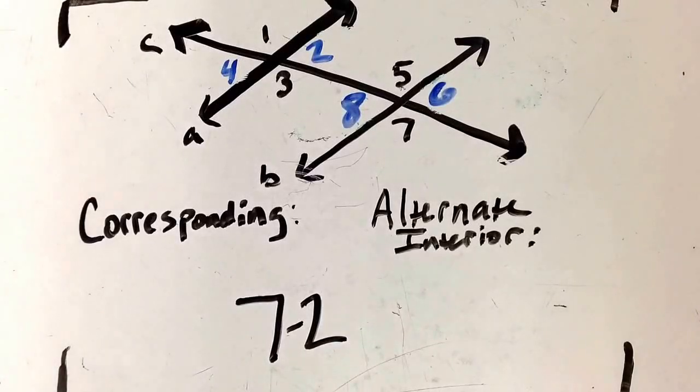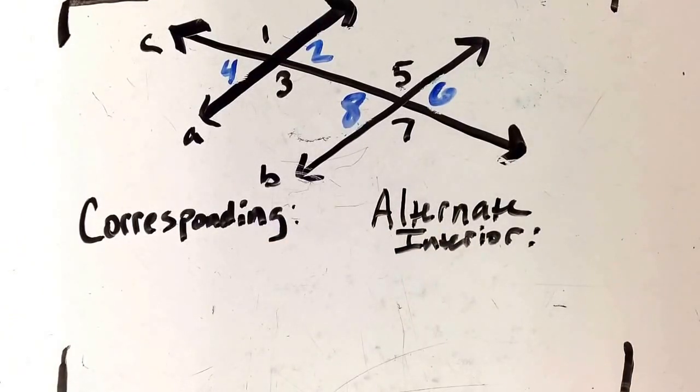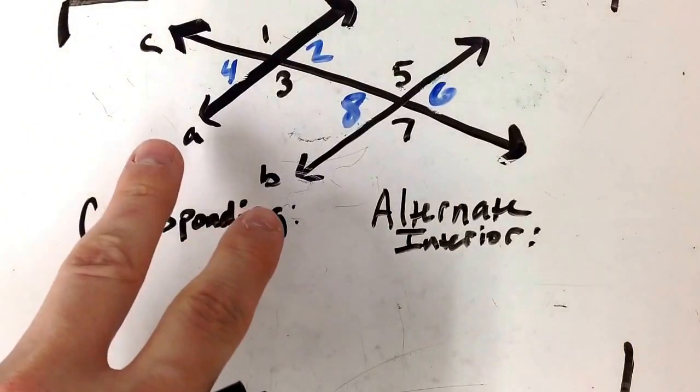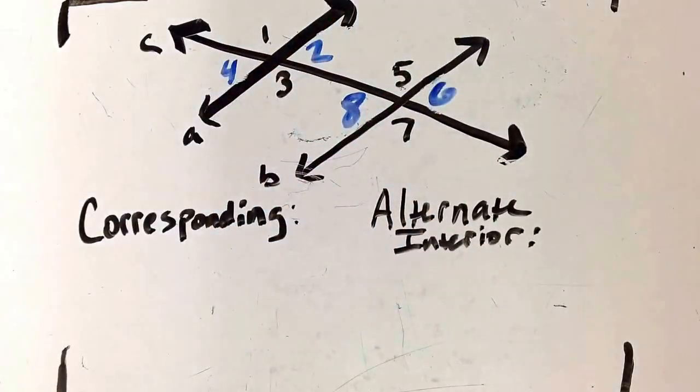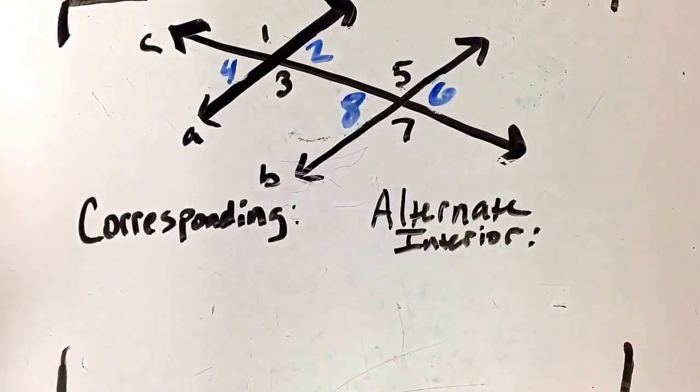Alright, this is 7-2, angles and parallel lines. The first thing is take a look at the drawing here, and up on top I've got three different lines. I've got A and B, which are side by side, and so they appear to be parallel. Remember, lines that would never ever cross. And then I've got line C, which is definitely crossing these two lines here.